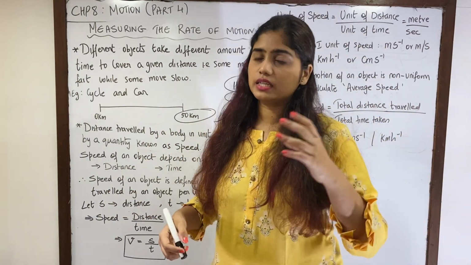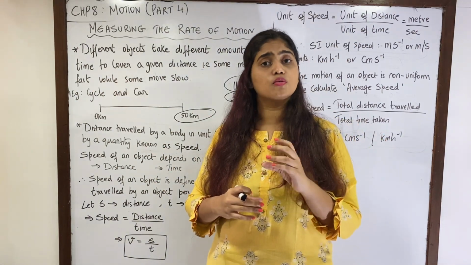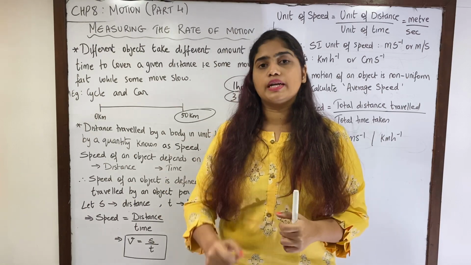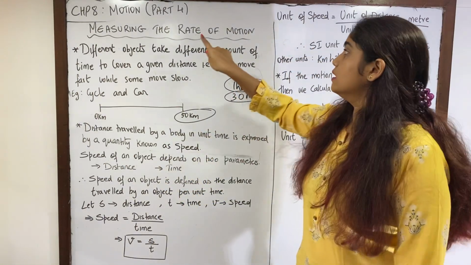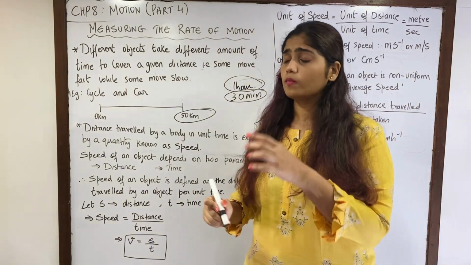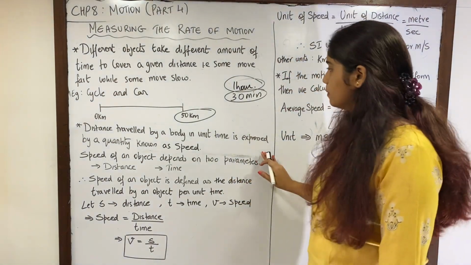So if we have the distance that the object is traveling and the time that it has taken to cover that distance, then we can easily calculate the quantity speed, which is going to tell us the rate of the motion, that is how fast or how slow that particular object has traveled. So let us read about it.